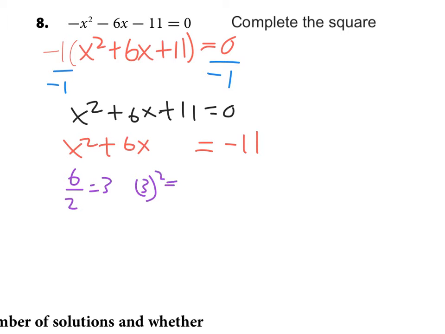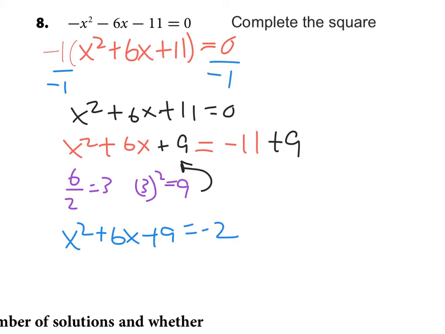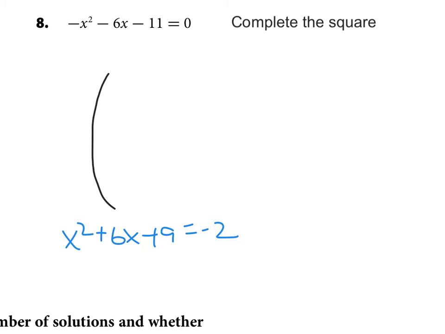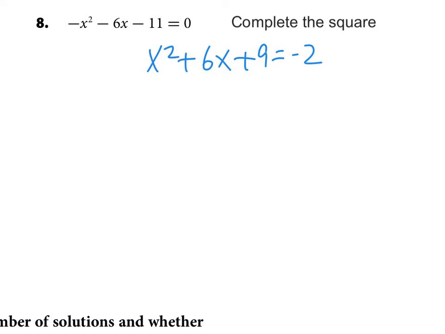You have to take half of the middle term, square it, and then add it to both sides. So it's going to be plus 9 here, plus 9 there. x squared plus 6x plus 9 equals -2. So now I must complete the square. It's going to be x plus 3 squared. It's still -2. Next we need to take the square root of both sides.